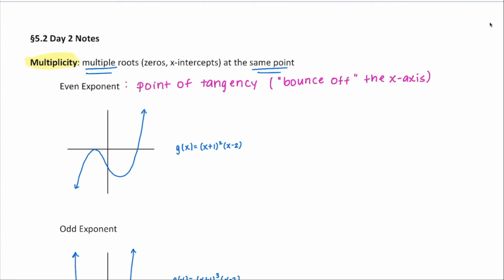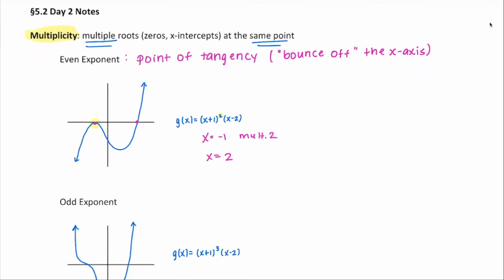What that looks like here, we have this point of tangency. So we can see we're not crossing the x-axis. And we do have a traditional intersection here. And we can tell when we have that multiplicity, when we have an exponent that is even. So we would indicate that when we find our zeros by saying this has a multiplicity of 2, because the exponent is 2. Our other zero is just a regular old zero at x equals 2.